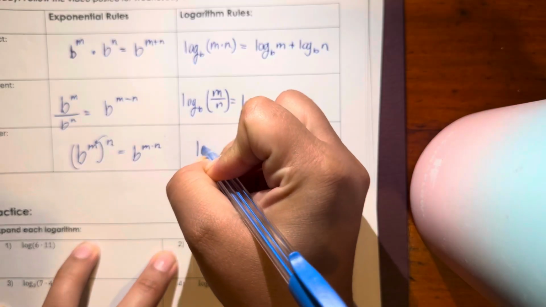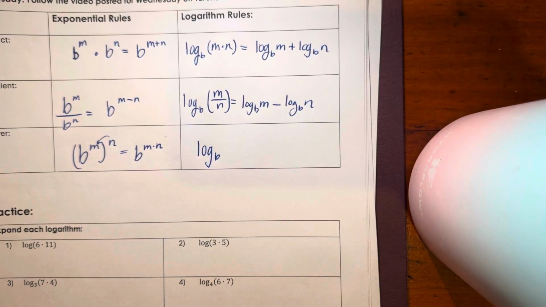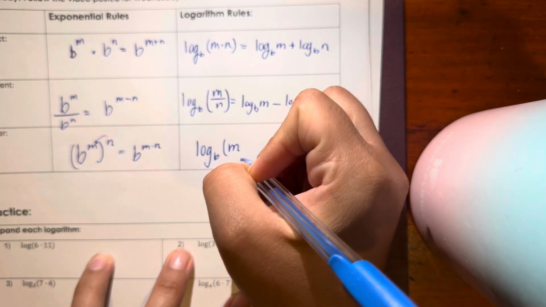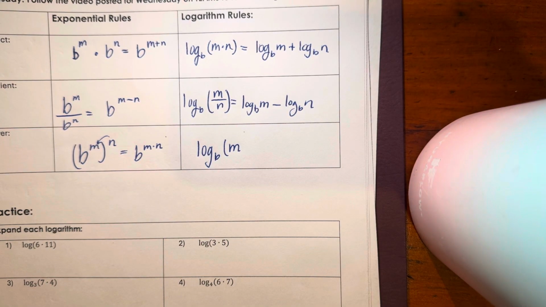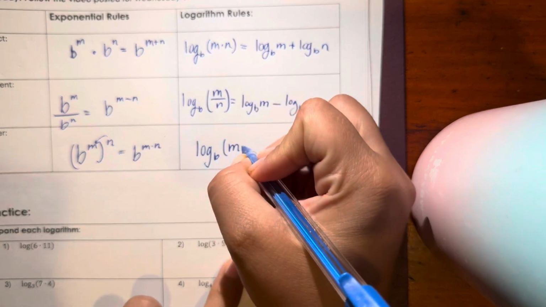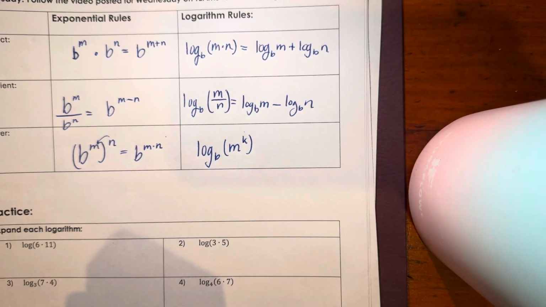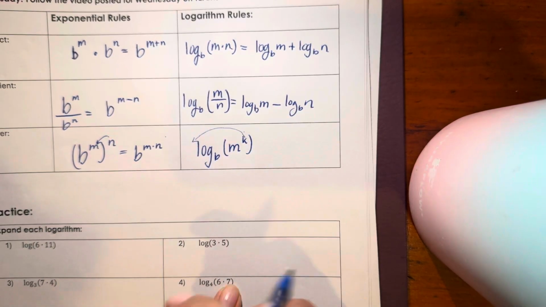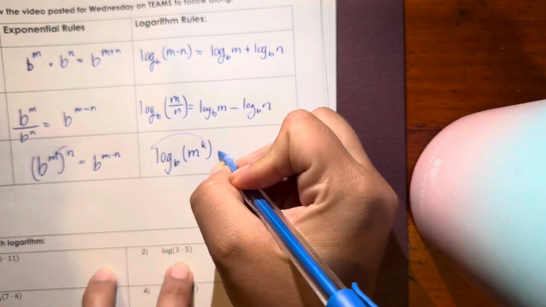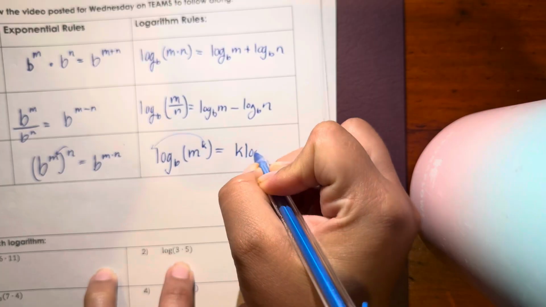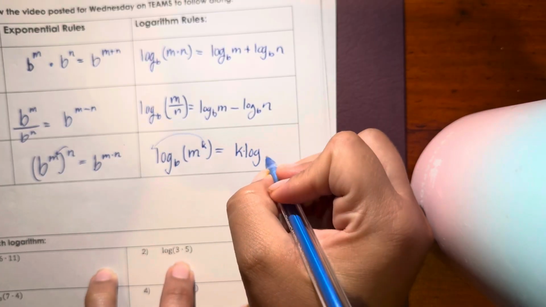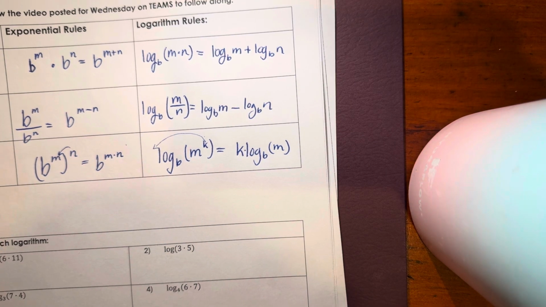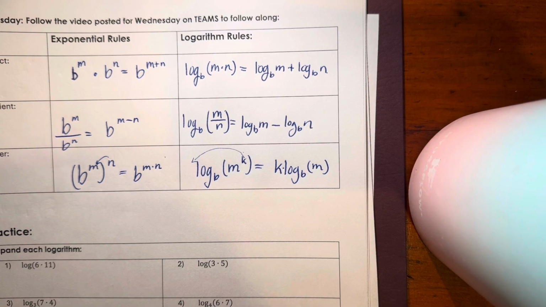With logarithms, if I have log base b of m, and then it's raised to a different exponent, I'm just going to use k this time, then what happens is the exponent actually goes to the beginning of the log. It goes to the beginning. So the way that we would write it is k times log base b of m. Okay, hopefully that makes sense.